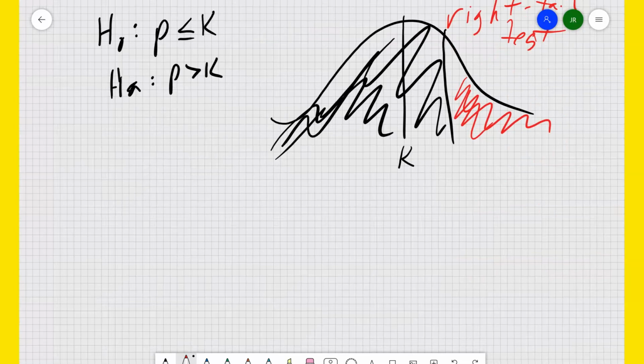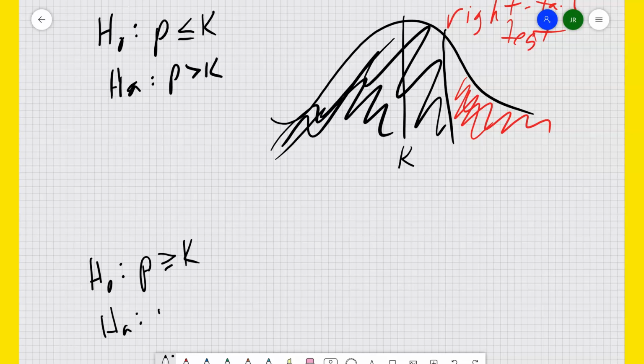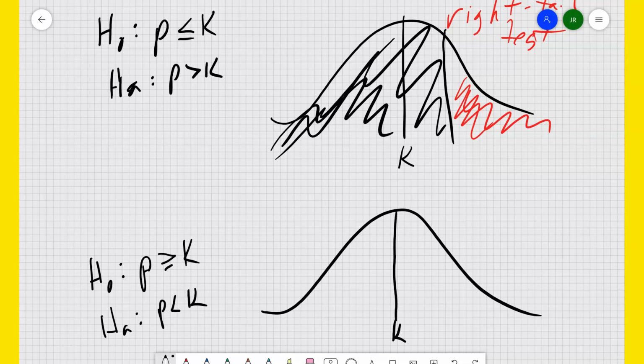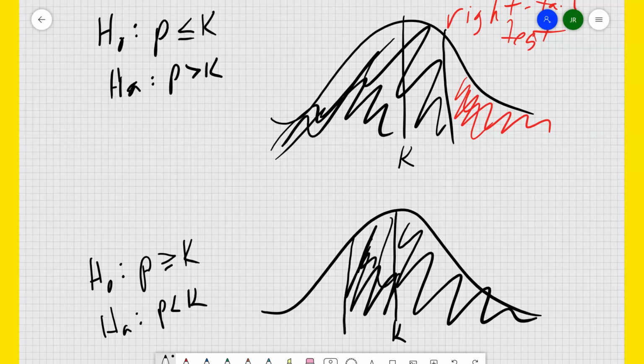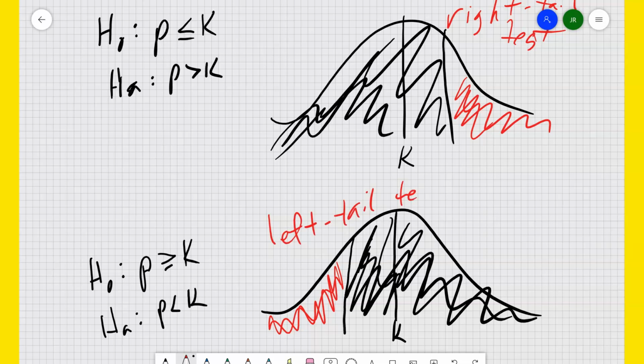And then connected to that, what if H naught was something like P or mu or whatever is greater than or equal to K, and so HA would have to be P is less than K. Okay, here's K. And so we're saying everything over here means it's true. But also if we go a certain amount even past this, we won't be able to reject it. But there comes a point over here where we would reject it because it would be so extreme away from H naught. This is called a left tail test.